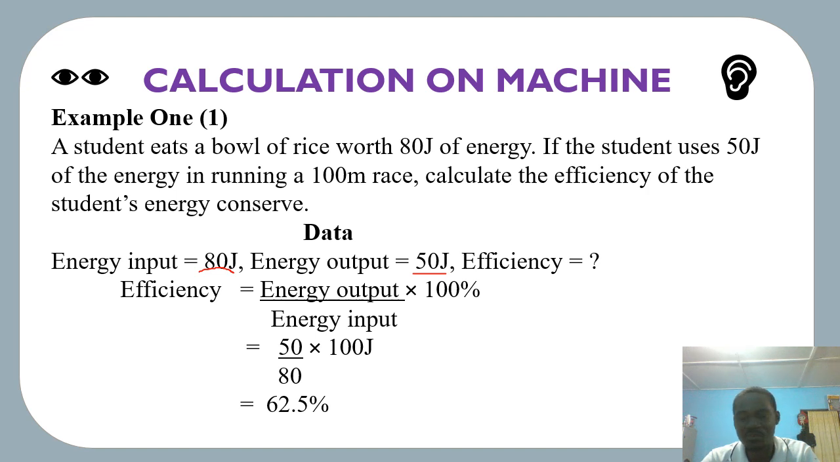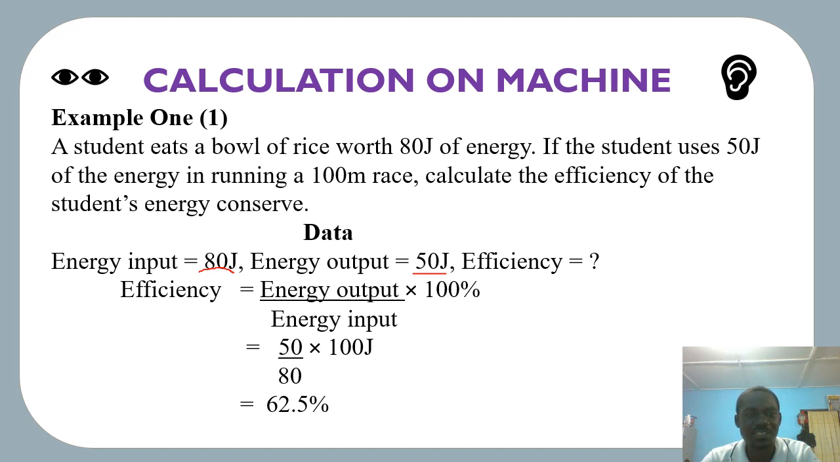So you can see from this question that, as we said, no machine is 100%, because you can see that 80 joules was put in. By the end, we managed to get 50 joules. It means 30 joules is missing. So we want to express this in percentage.